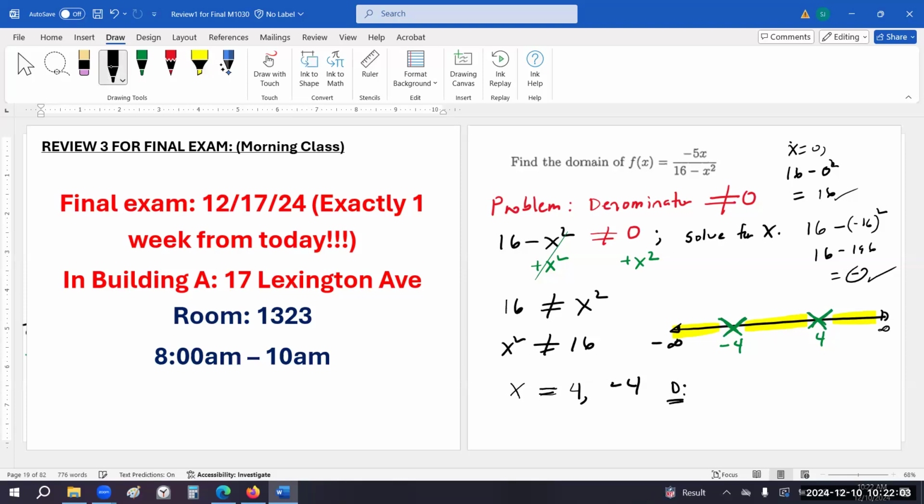So how do we write an interval notation? Negative infinity and then negative 4. A bracket means you can plug in x with negative 4. Parentheses.